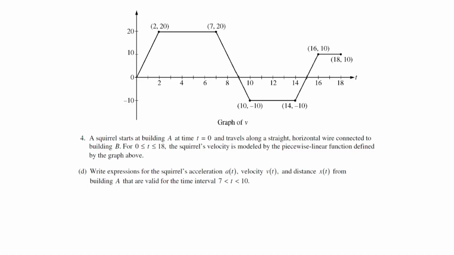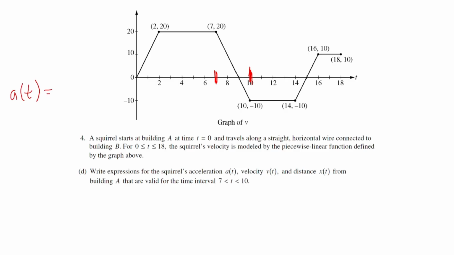And in part D, it asks us to write expressions for the squirrel's acceleration, velocity, and distance from the building that are valid at 7 to 10. And so we'll start with the acceleration, right? The acceleration is just the derivative of the velocity. And if we're talking about from 7, so right here, to 10, right here, the acceleration should just be the slope of the velocity curve on that interval. So we'll do that up here because it's going to be a quick and easy one.